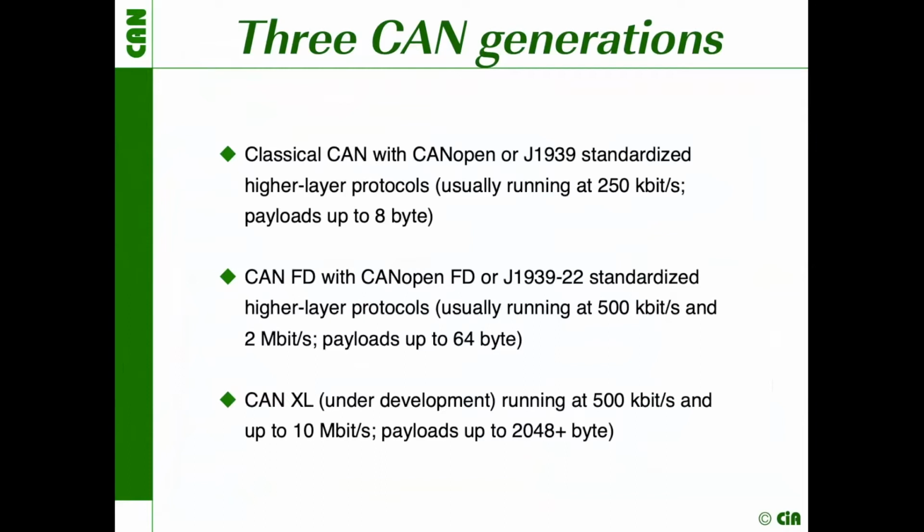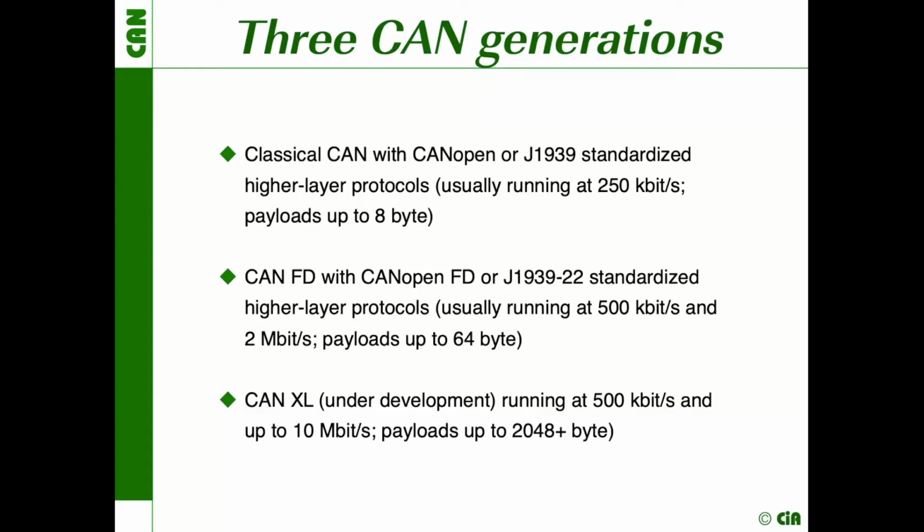CANopen Lift was designed with the use of classical CAN, with the use of CANopen as we know it. That said, and I started already today with that, we have some limitations in classical CAN. Today we are running at 250 kilobits per second. We have payloads up to 8 byte. A 2nd generation of CAN was developed a few years ago for that reason, called CAN FD. That is available today in hardware.